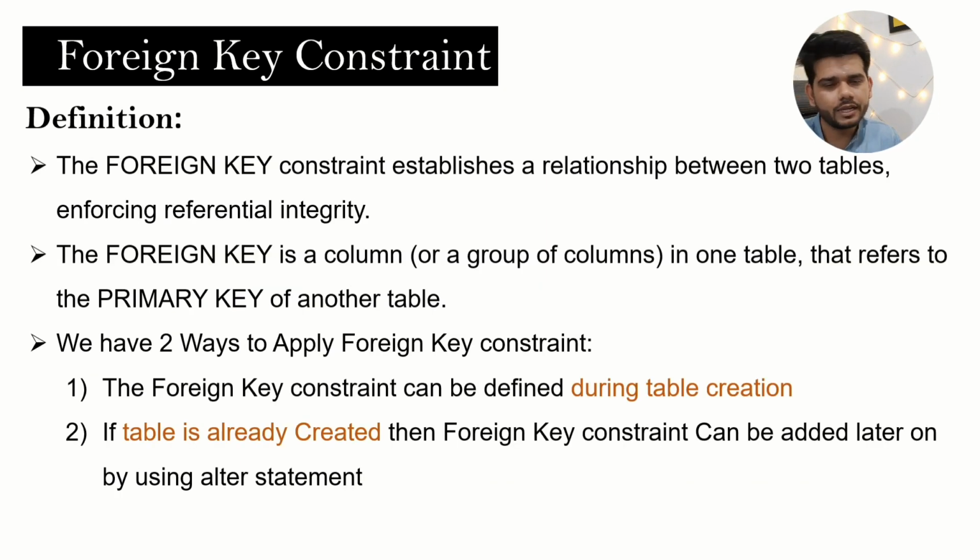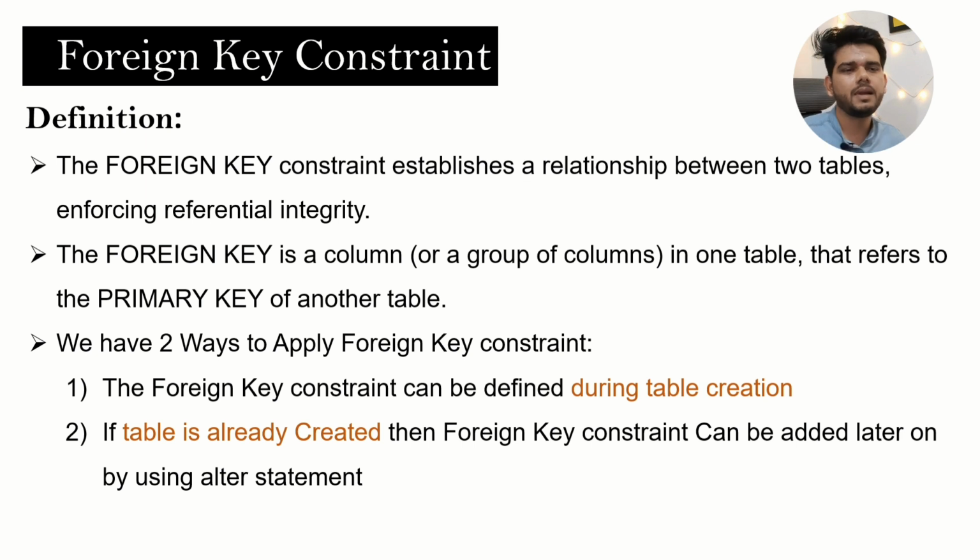Number 4, we have the foreign key constraint. The foreign key constraint establishes a relationship between two tables, enforcing referential integrity. The foreign key is a column or a group of columns in one table that refers to the primary key of another table. That is, it ensures that the values in a column or set of columns in one table match values in a corresponding column, usually the primary key, in another table. The table with a foreign key is called the child table, while the referenced table with the primary key is called the parent table.